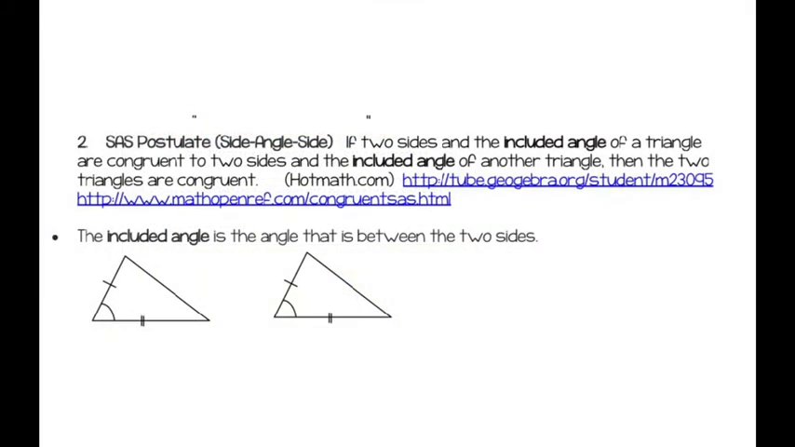The second postulate is called the SAS postulate, side, angle, side. The part that's really important about this one is that the angle is in between the 2 sides, and so it's what we call included.